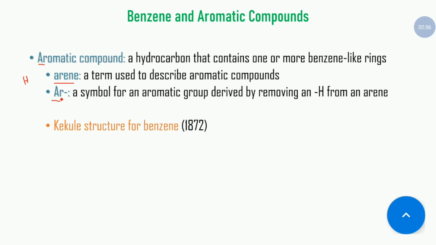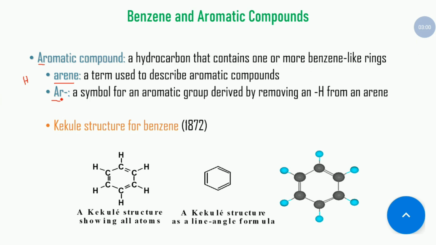Now, the benzene structure is a cyclic structure. We all know that. But do you know who first developed this benzene structure? It was first developed by a German scientist, Kekule, around 1872. So here is Kekule's structure.